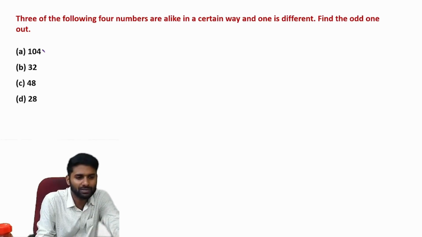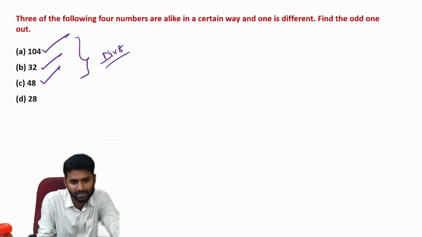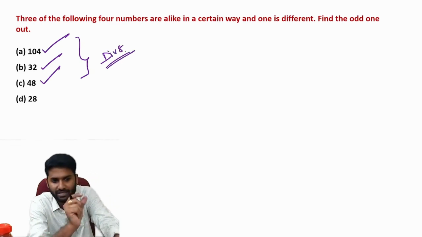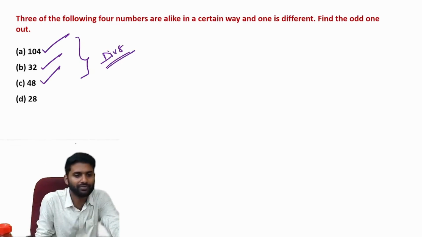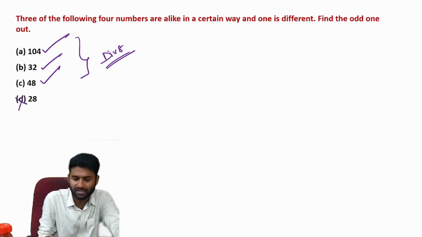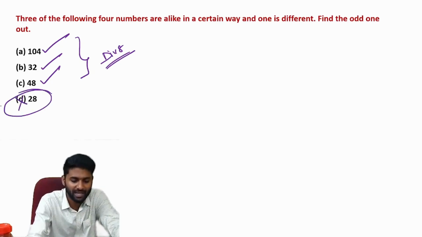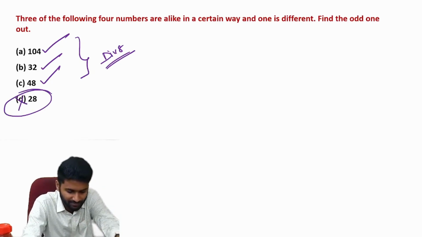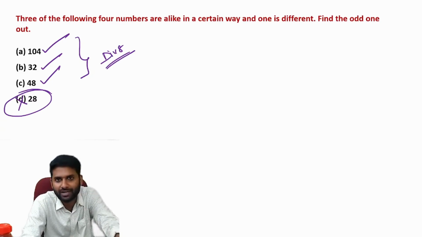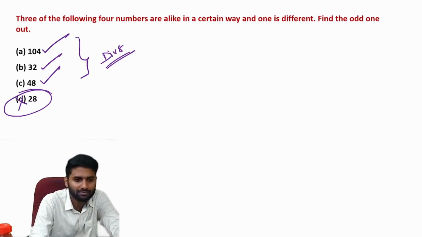Guys, if we go through that, 104, 32 and 48 are all divisible by 8, which means you will get all those three numbers as multiples of 8, but you never get 28 as a multiple of 8. That is the reason we can say that 28 is the odd one out. Is it clear? Except 28, the remaining three numbers you will get in the eighth table. So all are divisible by 8 except 28. That's why 28 is the odd number.